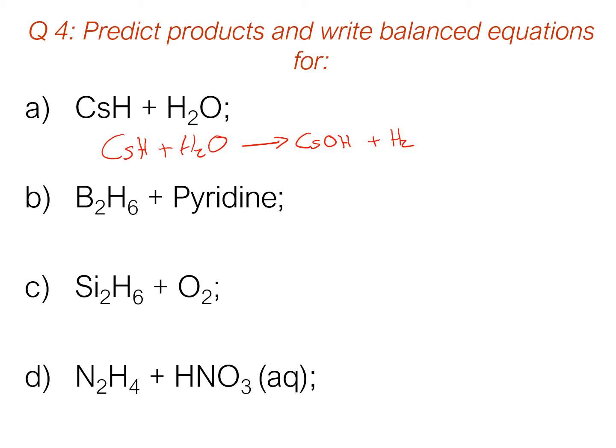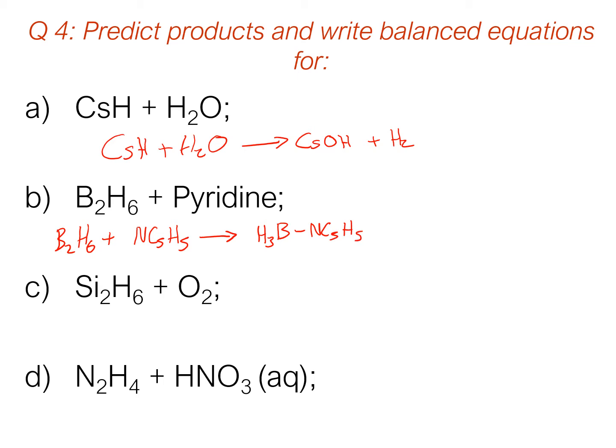The first one is with the chemical formulas. We can say B2H6 plus pyridine, which is NC5H5, goes on to form, as we said, the BH3 groups with the pyridine, NC5.